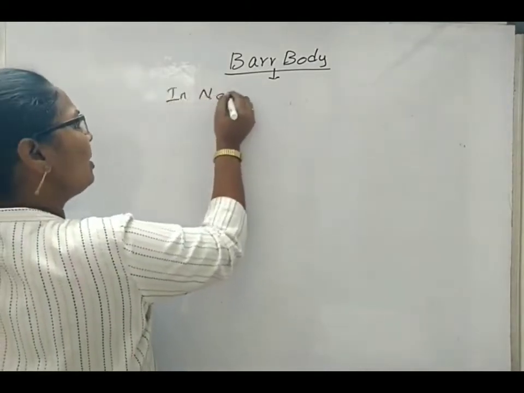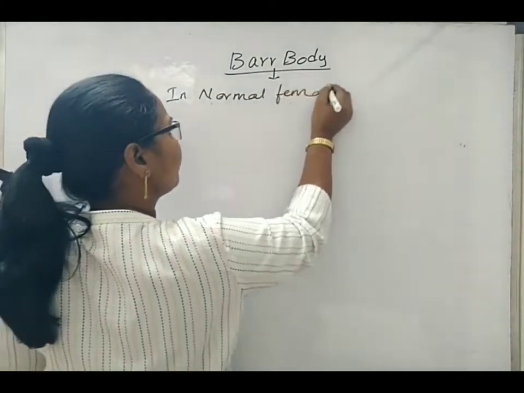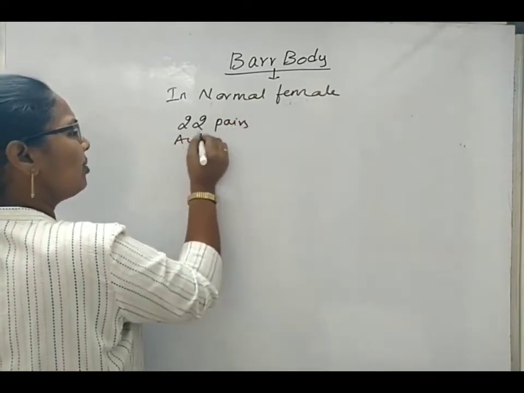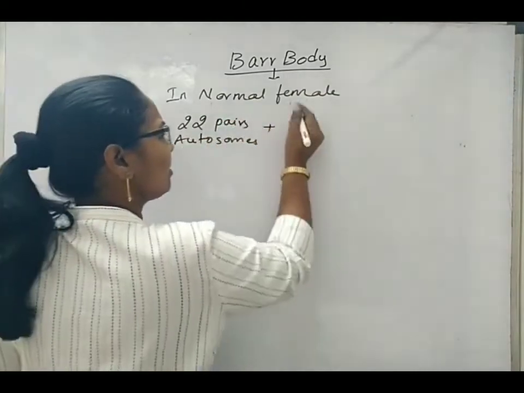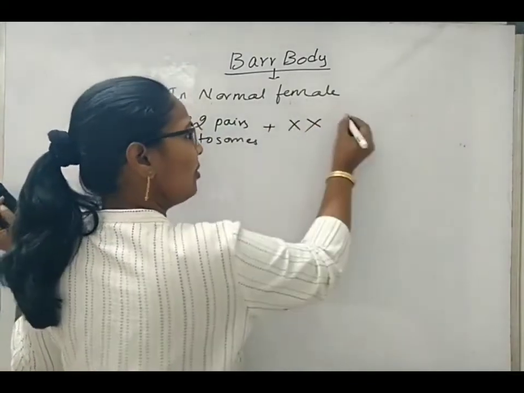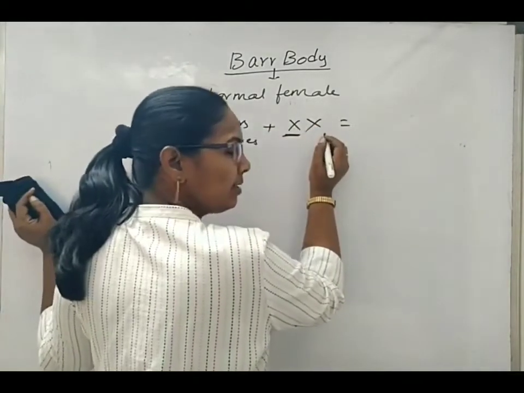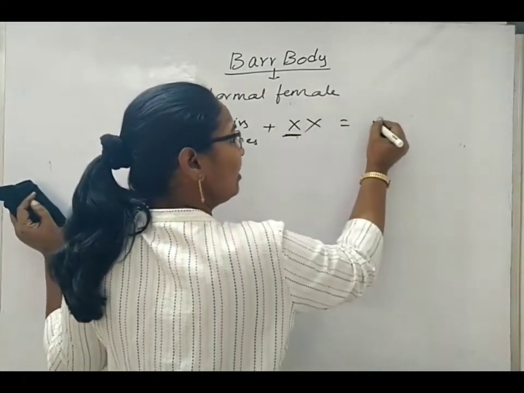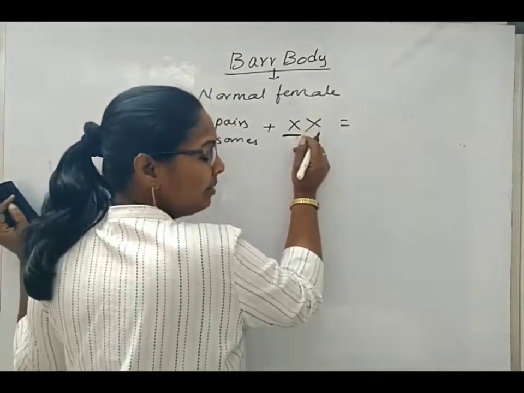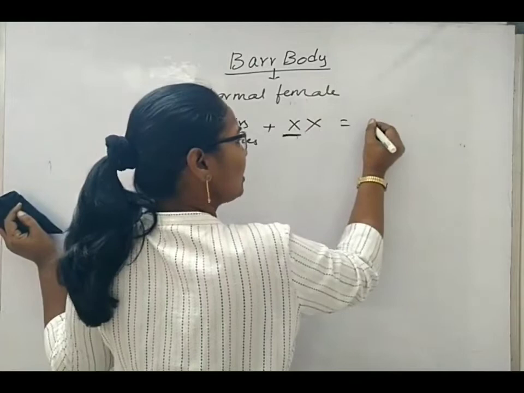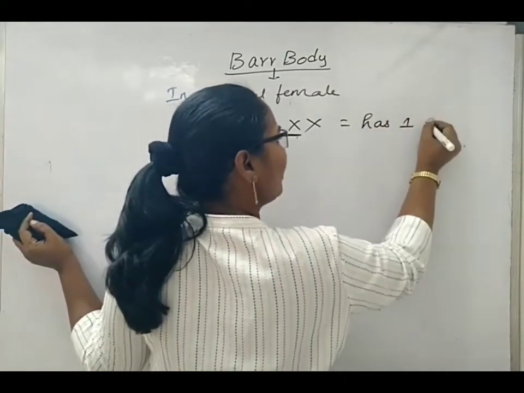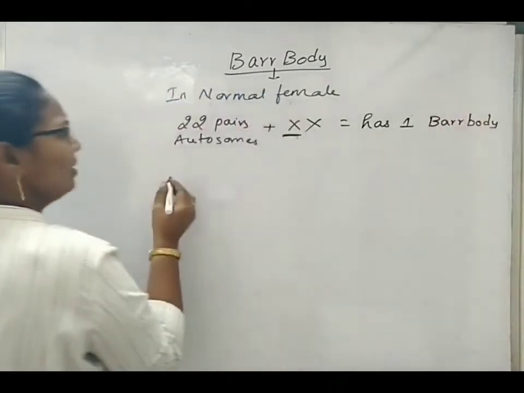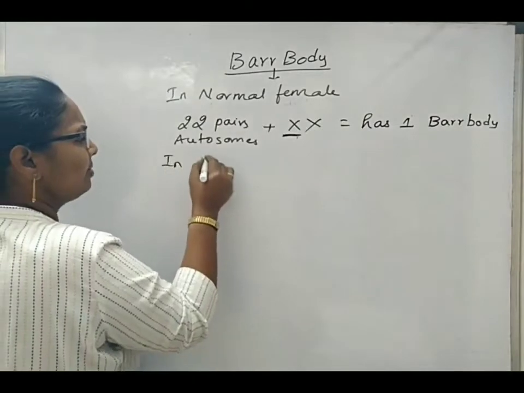In case of a normal female, the number of autosomes is 22 pairs of autosomes plus one set of sex chromosomes. We can say here one chromosome has the heterochromatin inside it, and it is nothing but the Barr body. So here we can say a normal female has one Barr body.